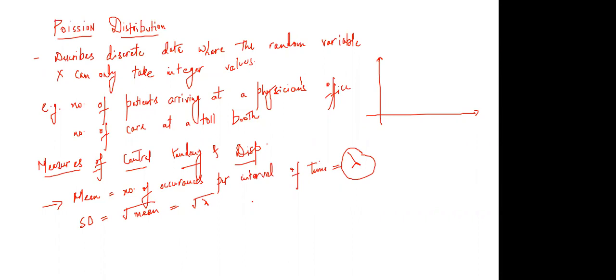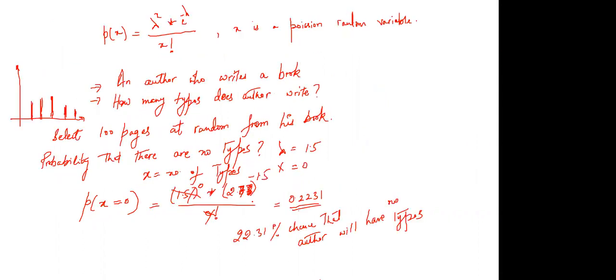Okay, any question? Okay, so the probability density function is given by lambda raised to power x into e raised to power minus lambda, divided by x factorial, and x is a Poisson random variable. Okay, now let's see an example of this.